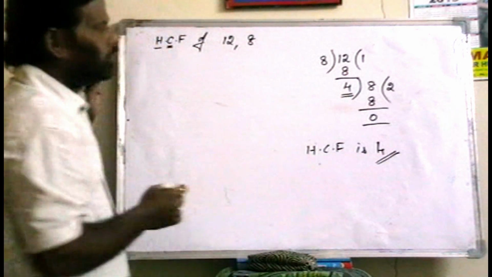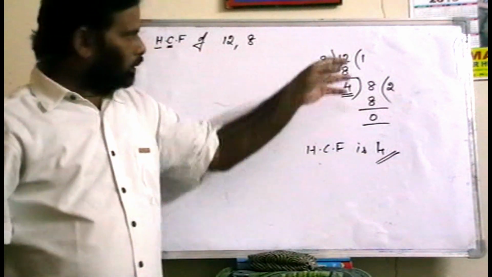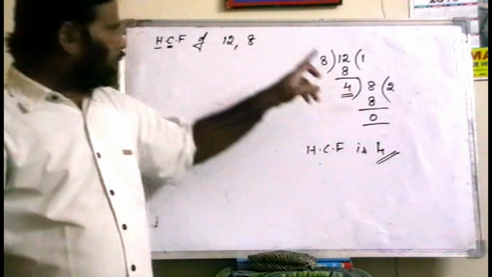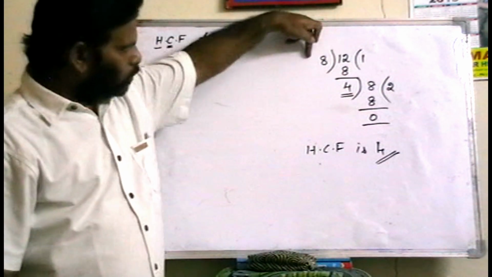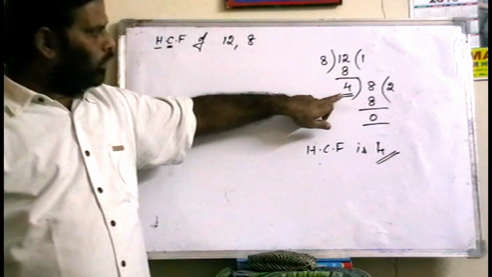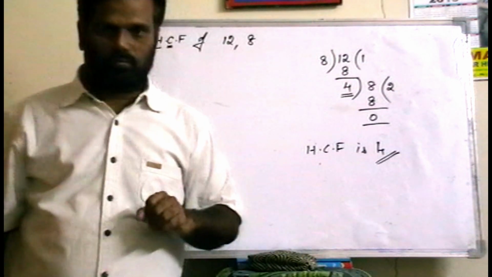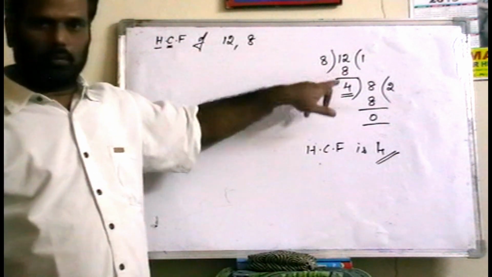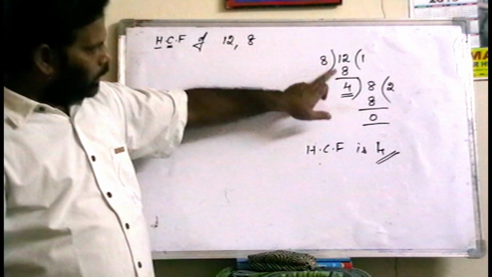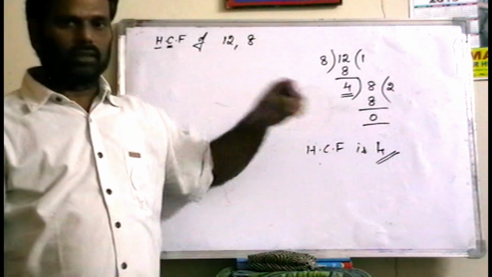HCF is 4. In this division method, the highest value is divided by the lowest value. First, 12 is divided by 8. 8 ones are 8, remainder 4, but the remainder is not equal to 0. Now the previous divisor is divided by the remainder. 8 is divided by 4. Now we'll get remainder 0.